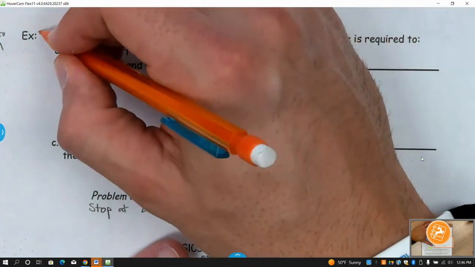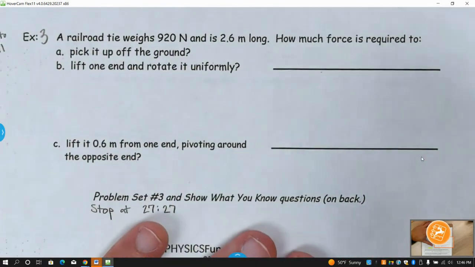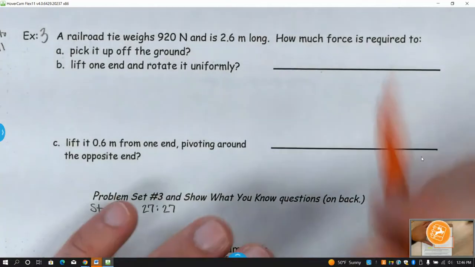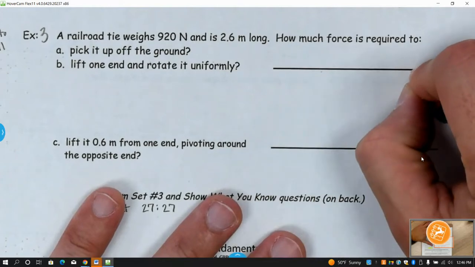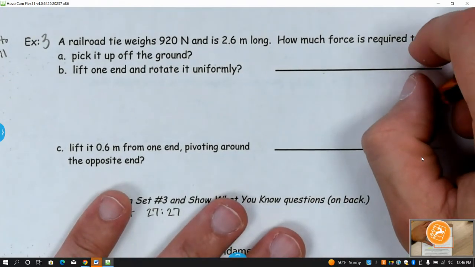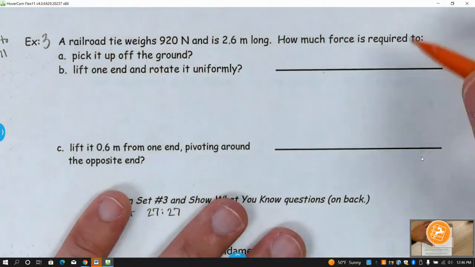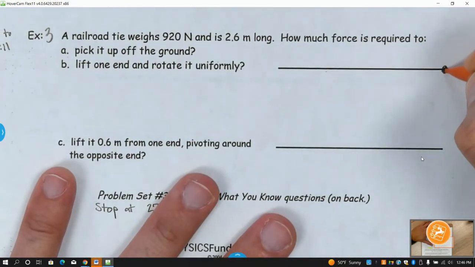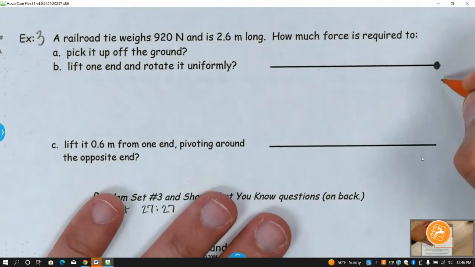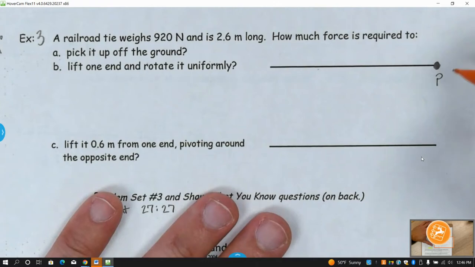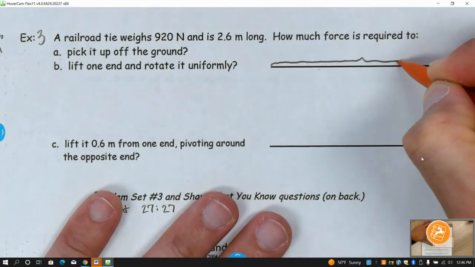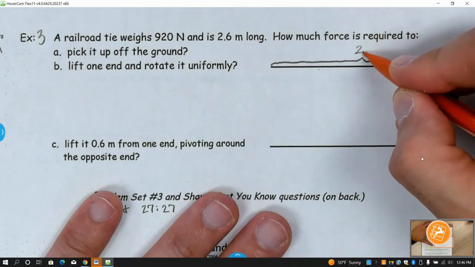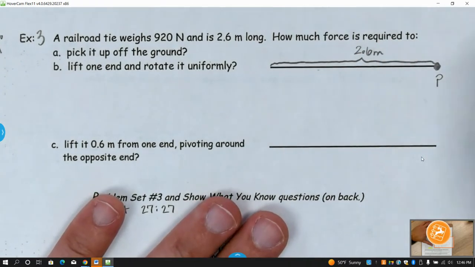Okay, so this is example 3. We did example 1 yesterday, and example 2. I'm going to show you example 3 because it is almost identical to one of the problems on your quiz. It's the same problem, different numbers. This one's not drawn in for you, so we have to draw it in. The pivot point is going to be all the way to the right. We're going to label that P. They say that this whole thing is 2.6 meters long.